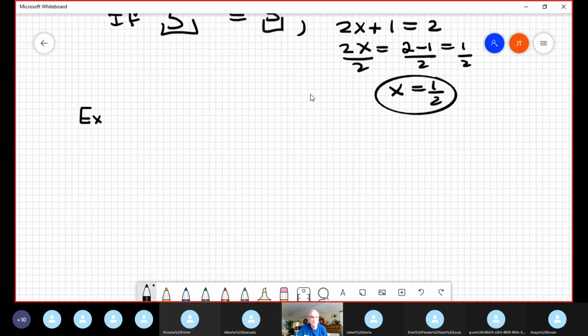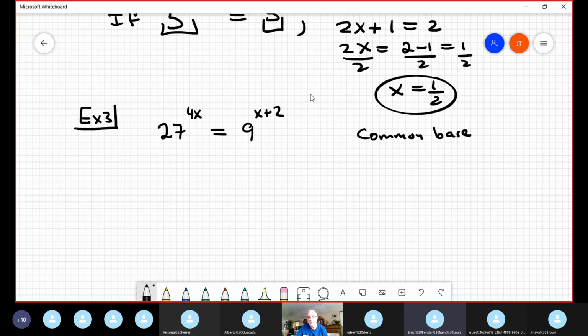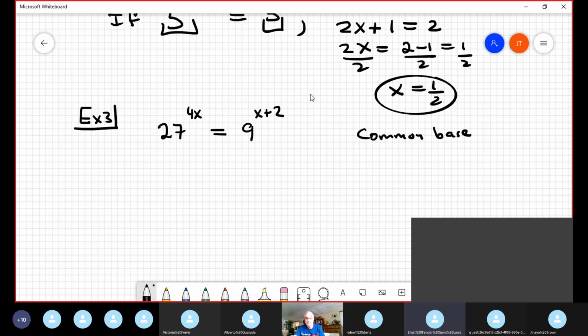Example 3, exponential equation, 27 raised to the 4x. This is the exponent, guys. This small one indicates the exponent. Equal 9 raised to x plus 2. This is the exponent. My question is, what is the common base? Everybody? The common base is 3. Why is it 3?